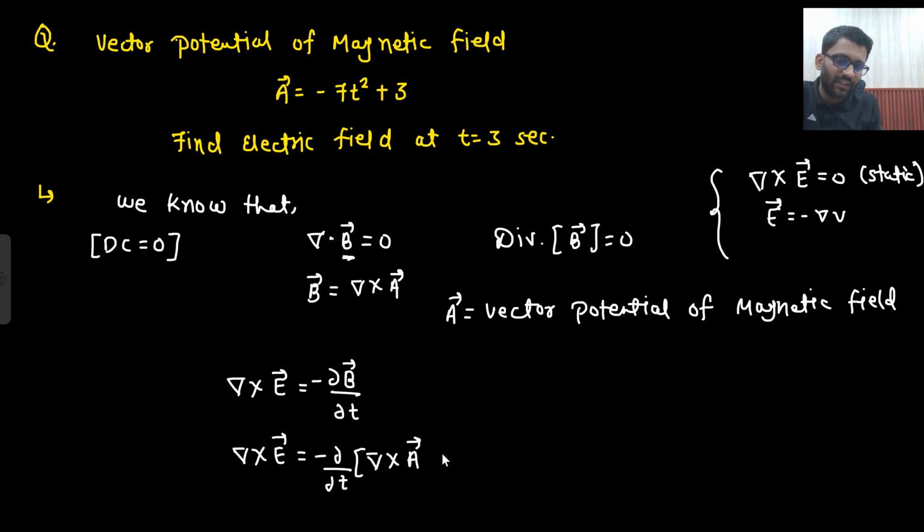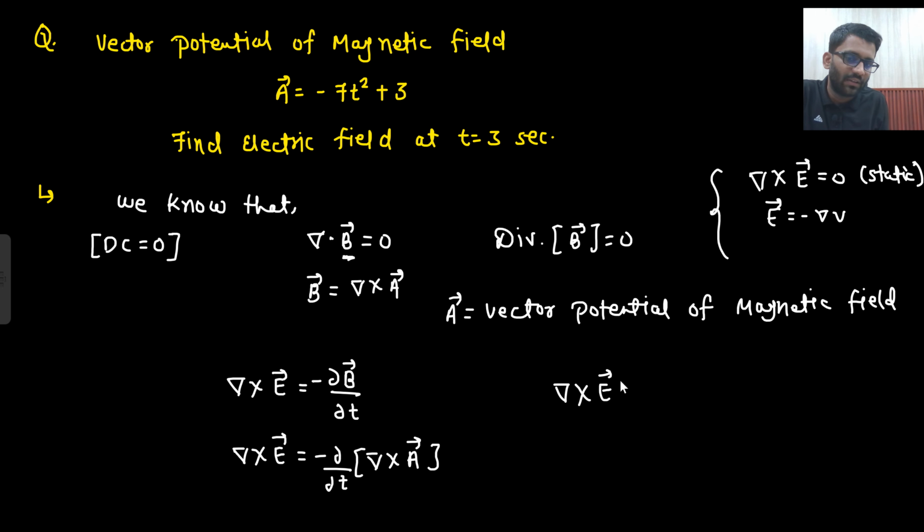Now what is this del? Del is an operator. Del cross A, del is an operator. So del is an operator, and dou by dou t is also an operator. So I can take dou by dou t inside. This A is a function, no? Del is an operator, and dou by dou t is also an operator. Say yes or no? Yes, certainly I can take it inside.